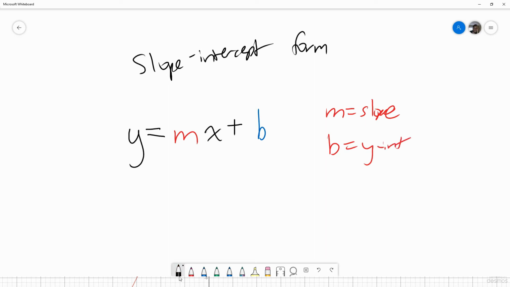Now, your x and your y just stay the letters x and y. So y equals something times x. This plus will actually change along with your y-intercept. So if my y-intercept is negative, it will be minus. If my y-intercept is positive, it will be plus. In the case we just found, our slope was 2. Oops, that's 2m. That should be 2x. And our y-intercept was a positive 1.